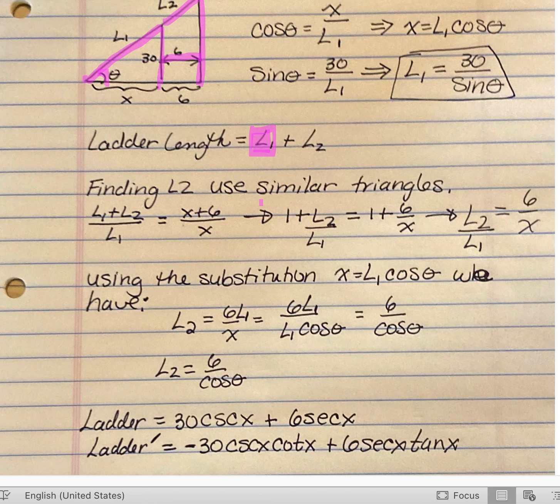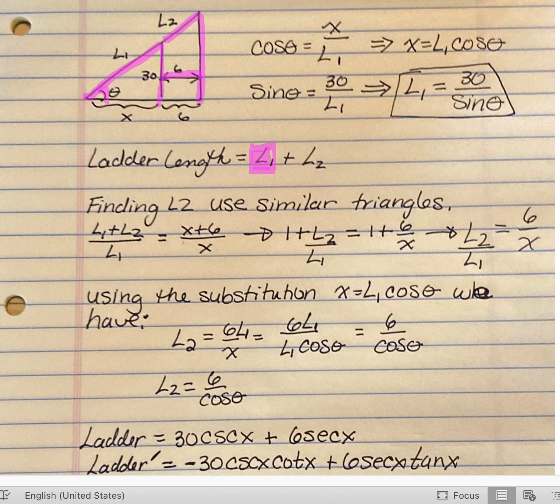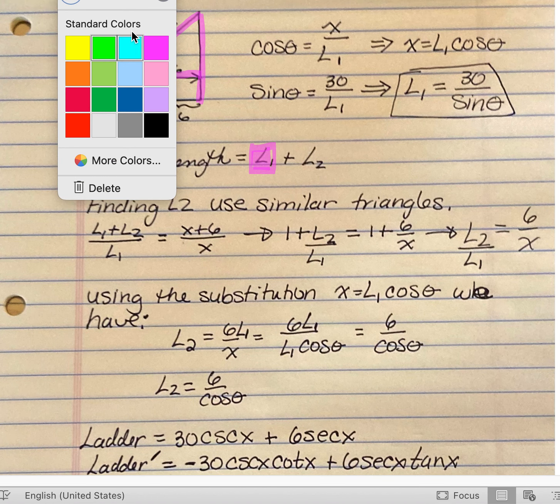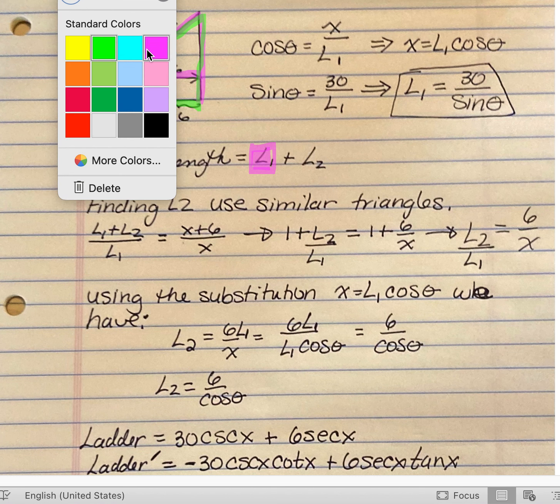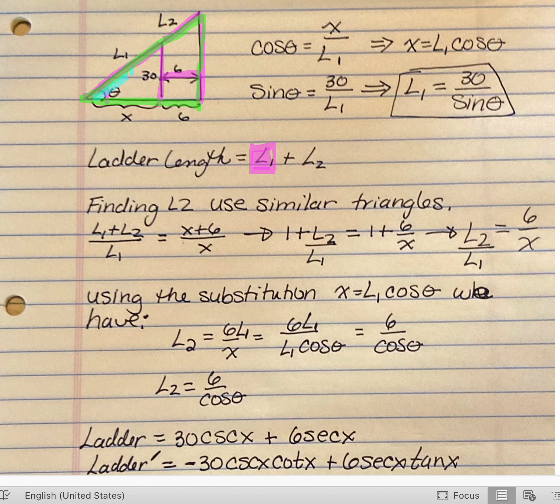L2, however, is a little bit more tricky. I had to goof around with it a little bit. To find L2, we're going to use similar triangles. So we have two triangles here. We have the big triangle, which I'm highlighting right now in green. And then we have this small triangle that I'm highlighting in blue. And since they share this same angle here, theta, they're going to be similar triangles.